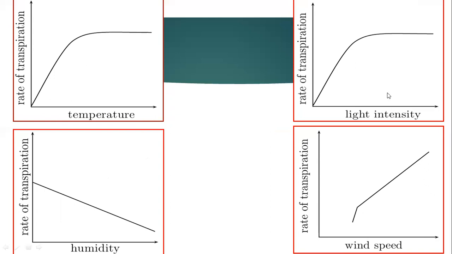Light intensity, again. This is the independent variable, the variable that we are changing, and this is the dependent variable, the variable that we are measuring. This is the x and y axis. So as light intensity increases, the rate of transpiration increases, but it is limited here. What's the relation between light intensity and transpiration? As we explained, light intensity increases the rate of photosynthesis. The photosynthesis will increase and need more CO2, so the stomata will open to introduce CO2.